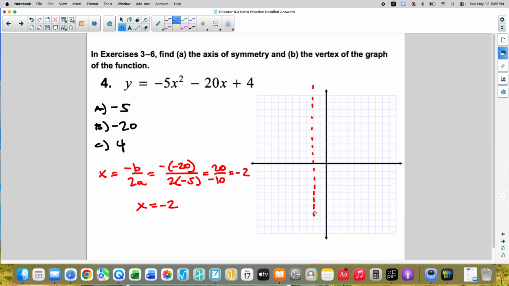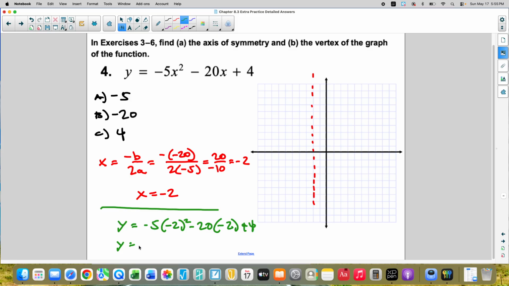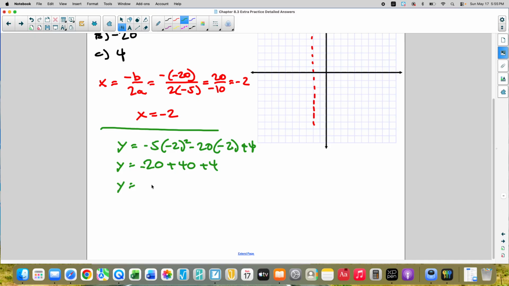So I know my vertex lies on that line. Now I'm going to plug in negative 2. So y equals negative 5 times negative 2 squared minus 20 times negative 2 plus 4. That's negative 20. That's 4 times 5 is negative 20. This is positive 40. That's plus 4.